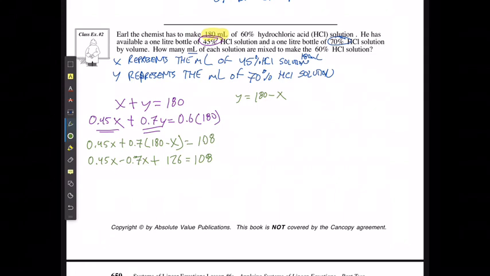This is going to tell me that negative 0.25X, after I subtract the 126 from each side, is equal to negative 18, and dividing both sides by negative 0.25, X is going to equal 72. Put that back into my other equation. Y is equal to 180 minus 72. Y is equal to 108.